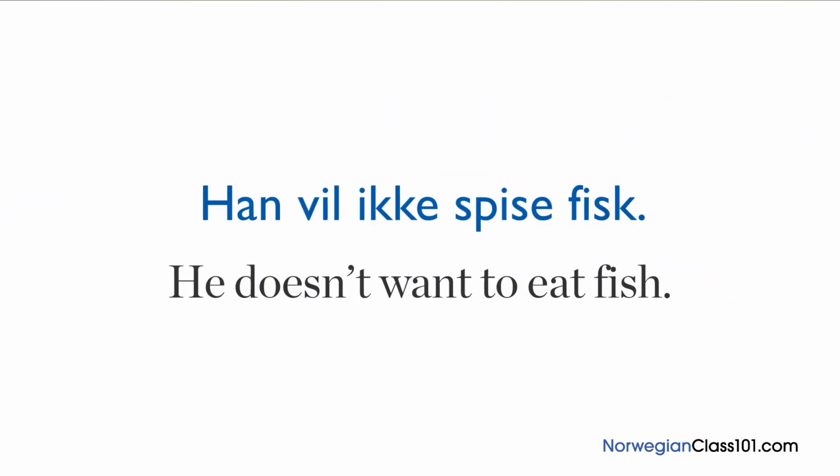When there's more than one verb in a sentence, ikke is placed after the first verb. Here's an example. Han vil ikke spise fisk, meaning he doesn't want to eat fish. In this example, we have the modal verb vil to want and the verb å spise to eat. So we have to put ikke after vil, which is the first verb in this sentence.